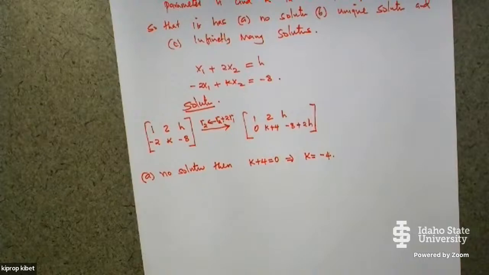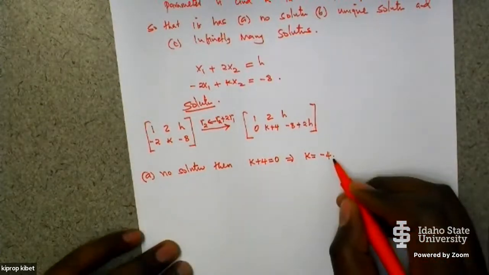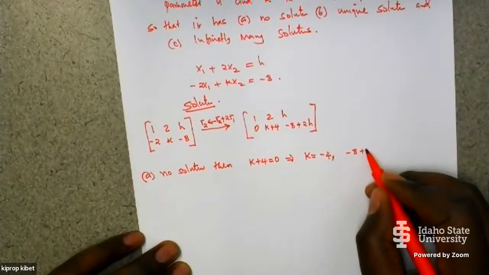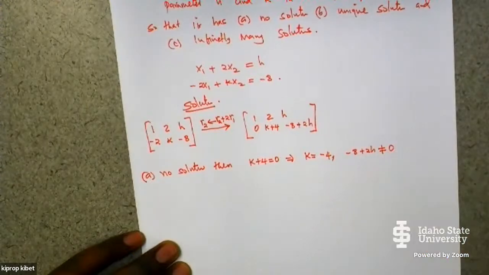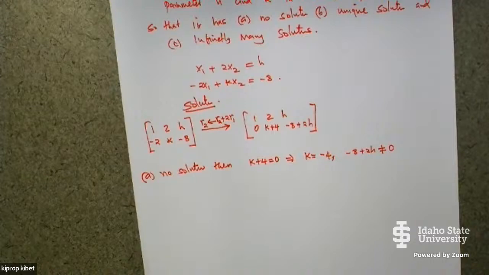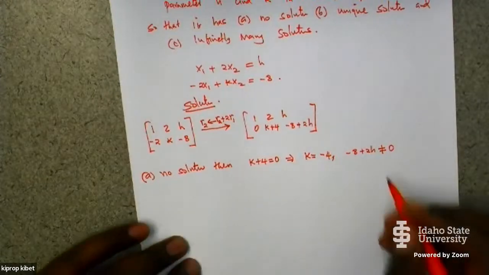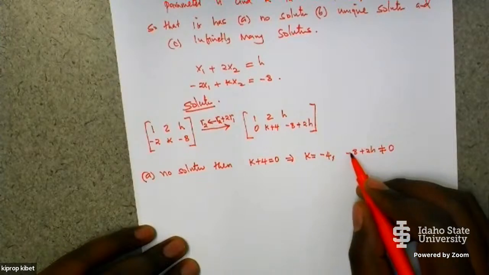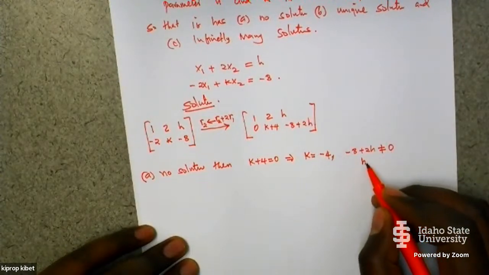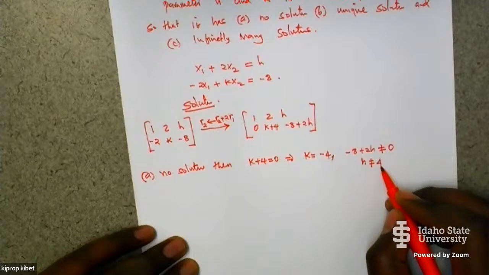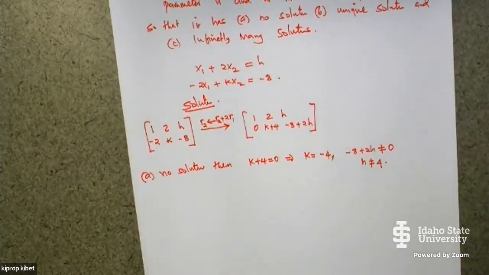Then the last entry, minus 8 plus 2h, should not be equal to 0. If we take minus 8 to the other side, then h should not be equal to 4. That's it. So this will now be contradictory. So we must have this answer.